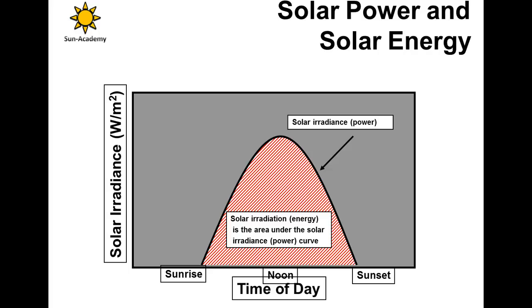Similar to electrical power and energy, solar power and solar energy are related by time. The amount of solar energy received on a surface over a period of time is equal to the average solar power over the period multiplied by time. Graphically, solar irradiation or solar energy is the area under the solar irradiance power curve.